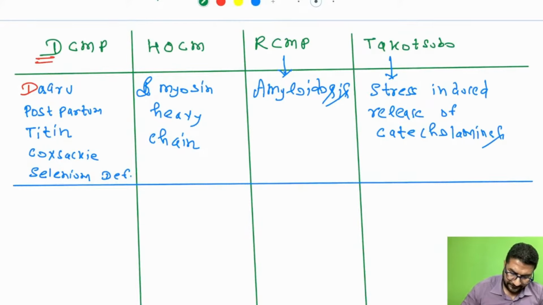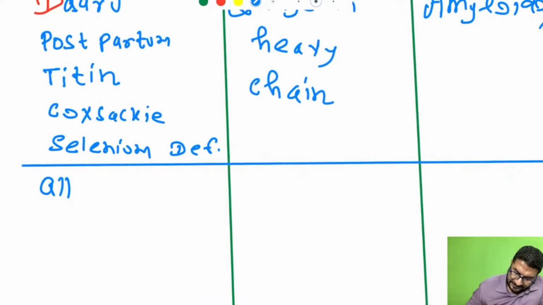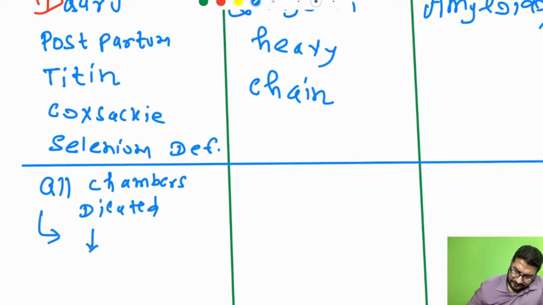Now coming to second difference which you have to remember. अब देखो, second difference is you can notice in DCMP there is dilatation of all chambers. तो you can notice सारे chambers dilate हो गए. So all chambers are dilated. When all chambers are dilated, ultimately this will lead to decrease in ejection fraction. तो पेशेंट का ejection fraction 10-20% के आसपास ही होगा.